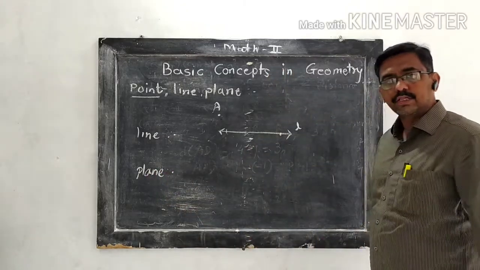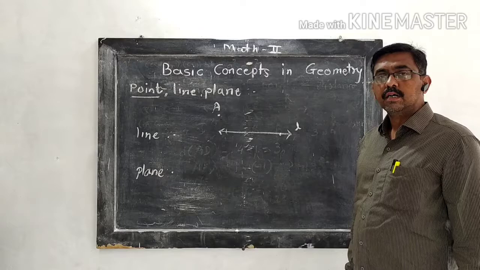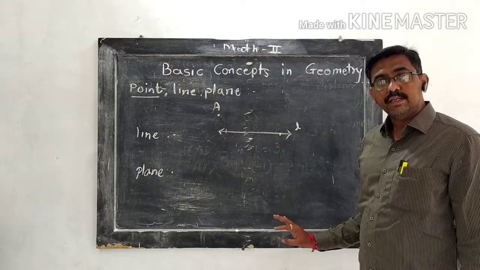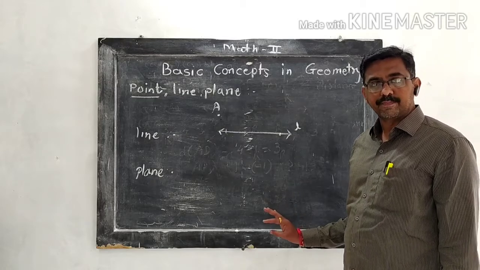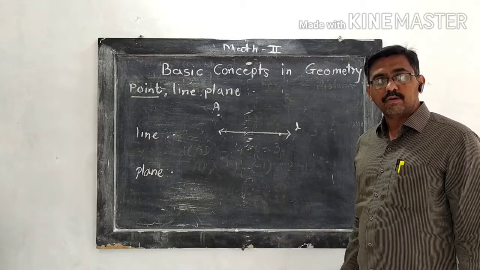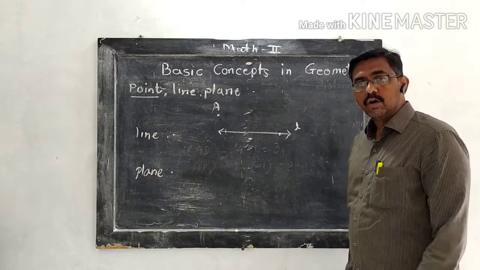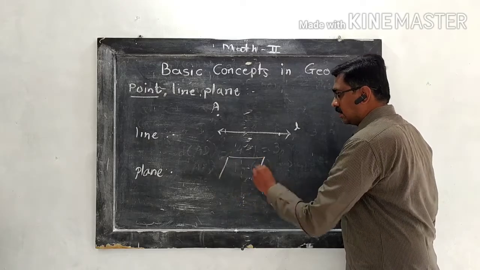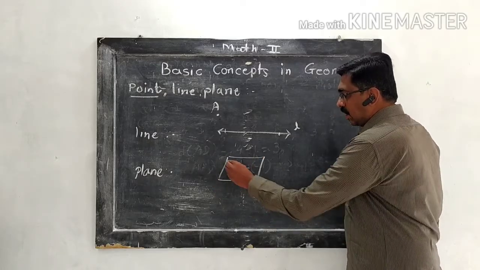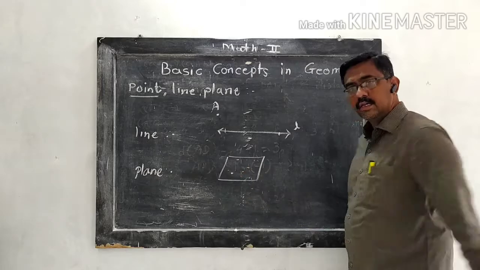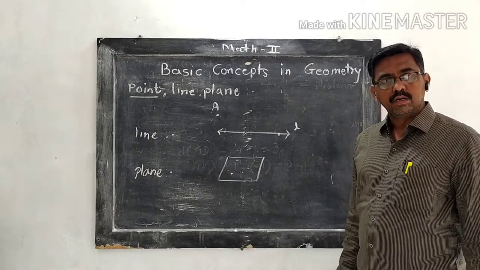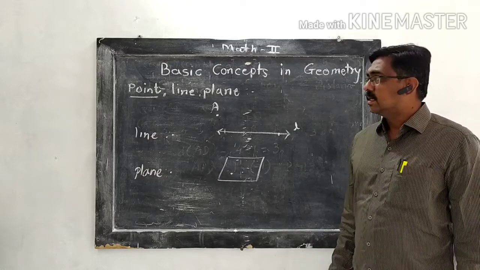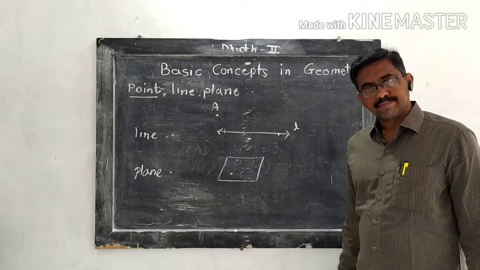And plane is another definition. A plane is a collection of points on a flat surface. The collection of all points on a flat surface is called a plane. So we denote the plane like this. All the collections in this area is called a plane. These are the three basic concepts in geometry.